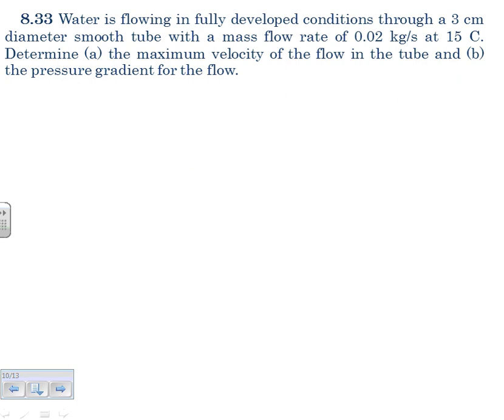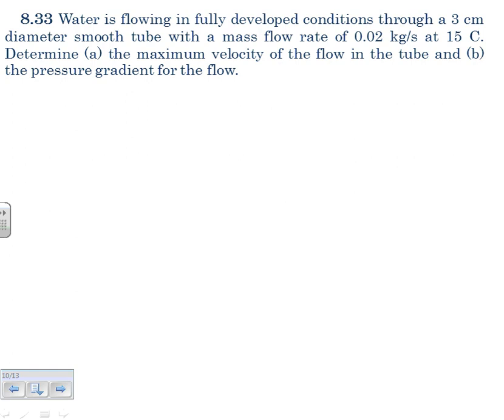Okay, problem 833 says water is flowing in fully developed conditions through a 3 centimeter diameter smooth tube with a mass flow rate of 0.02 kilograms per second at 15 degrees C. Determine A, the maximum velocity of the flow in the tube, and B, the pressure gradient for the flow.